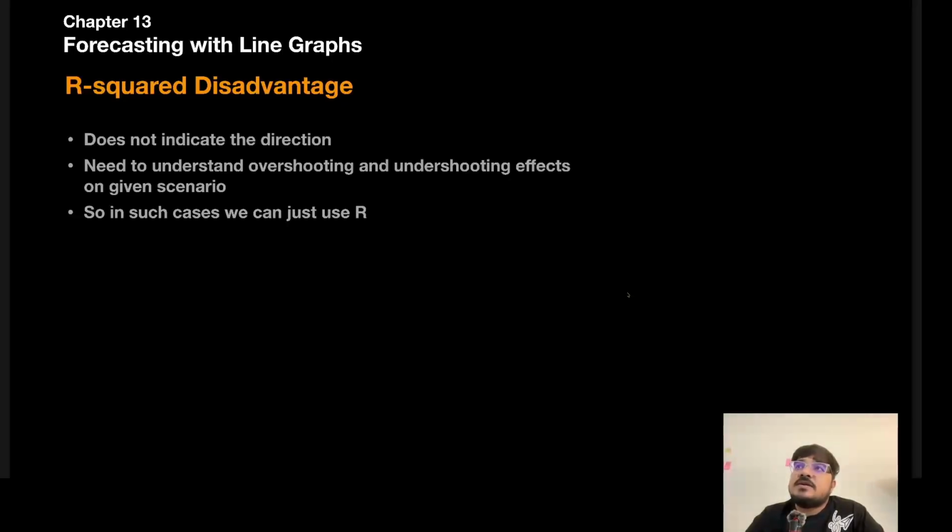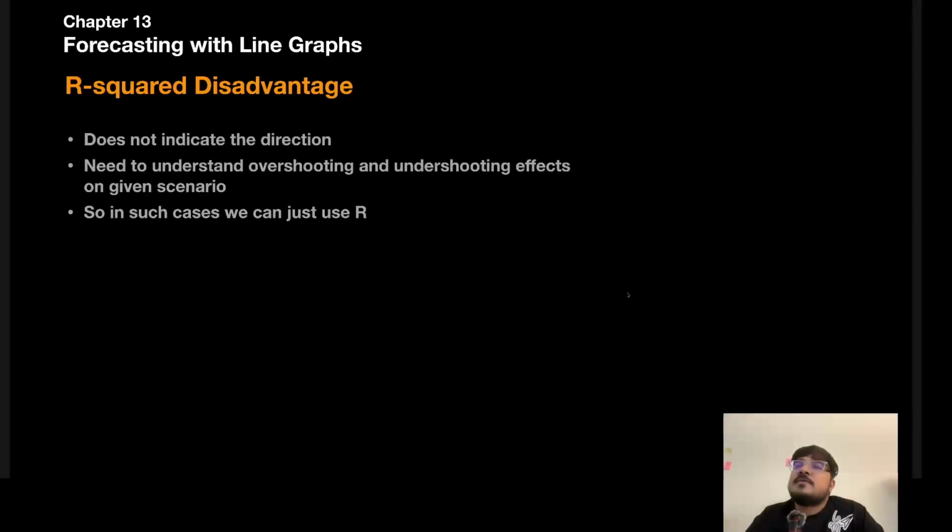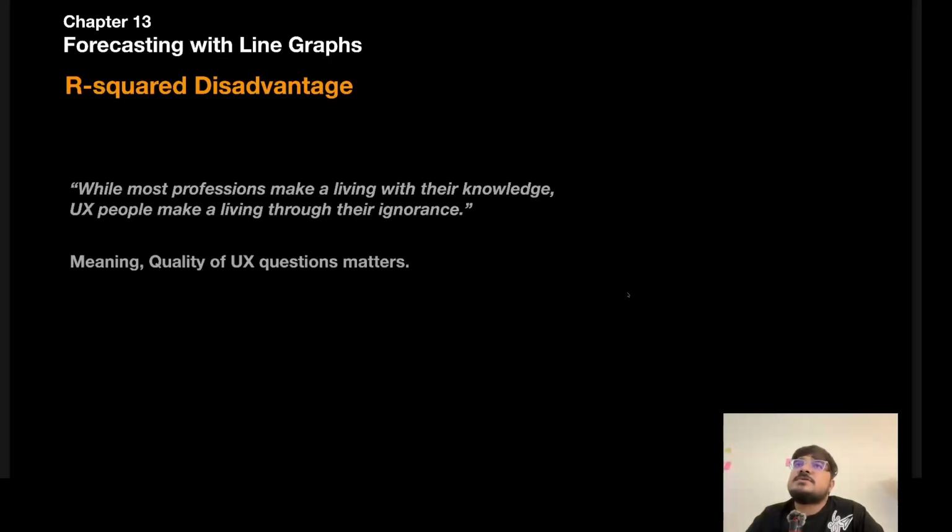And you need to understand overshooting and undershooting effects in a given scenario. So yeah, that's what we discussed, right? What is the overshooting scenario and what is the undershooting scenario. Sometimes that could be costlier. In that case, we can just use r, because r is sometimes much more reliable. So we know that this r value is not going to overshoot or undershoot sometimes.